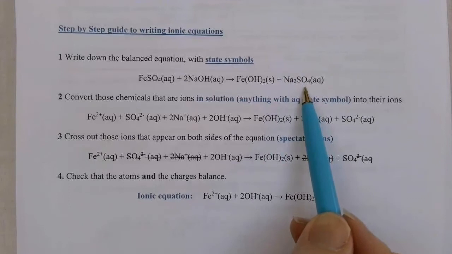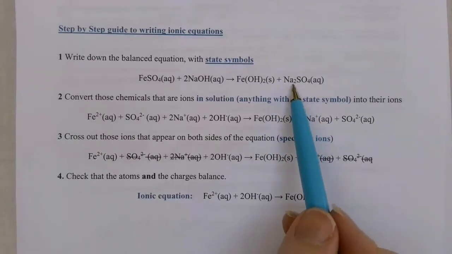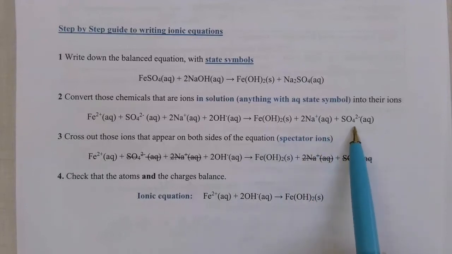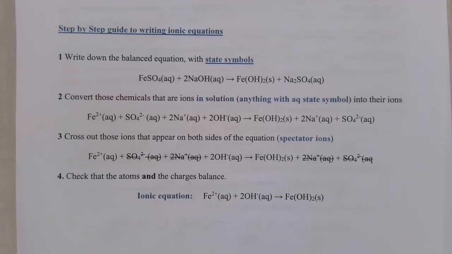But the sodium sulfate does get split up. Notice the 2 has moved to the front. This is because I've got 2 separate sodium ions, and the sulfate ion stays as SO4 2- because it's a polyatomic ion and it's not changing. Now what I do is I go through and I cross off anything which stays the same both sides of the equation. So the sulfate ion here is not changing between this side of the arrow and this side of the arrow. In other words, as both a reactant and a product, it's identical. So it's what we call a spectator ion.